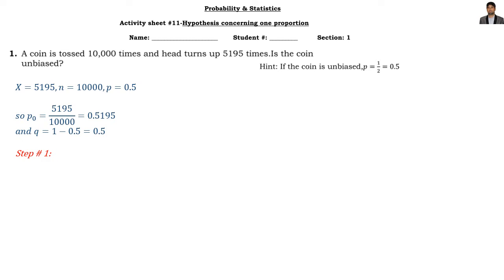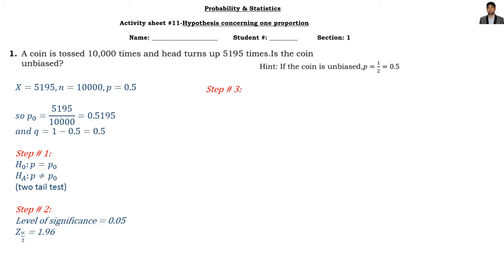Step number 1, formulate hypothesis. H0: P is equal to P naught. Alternate hypothesis, P is not equal to P0. It is a two-tailed test. Step number 2, level of significance is equal to 0.05. It is not mentioned, so it is 0.05. It's a two-tailed test, so the value from the Z distribution table is 1.96.